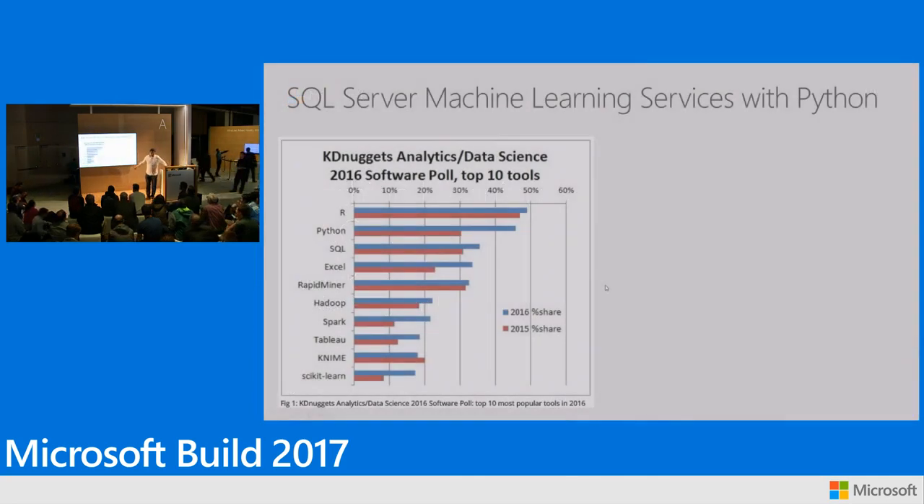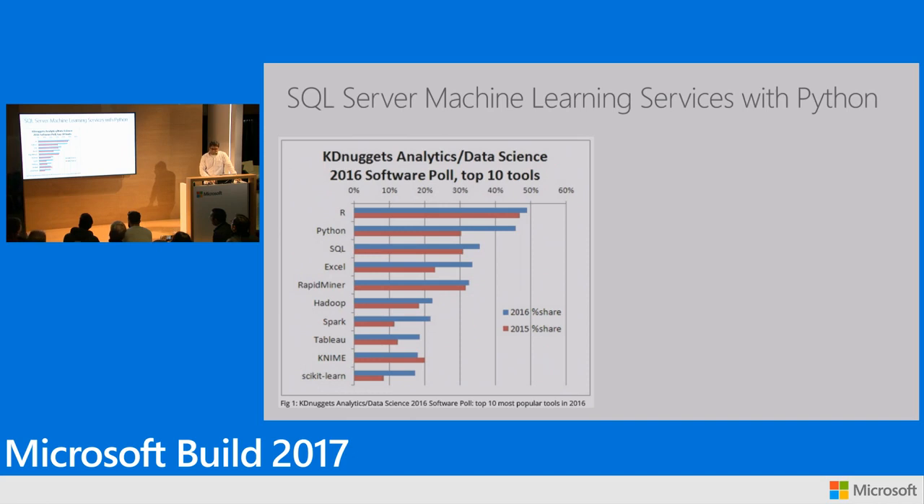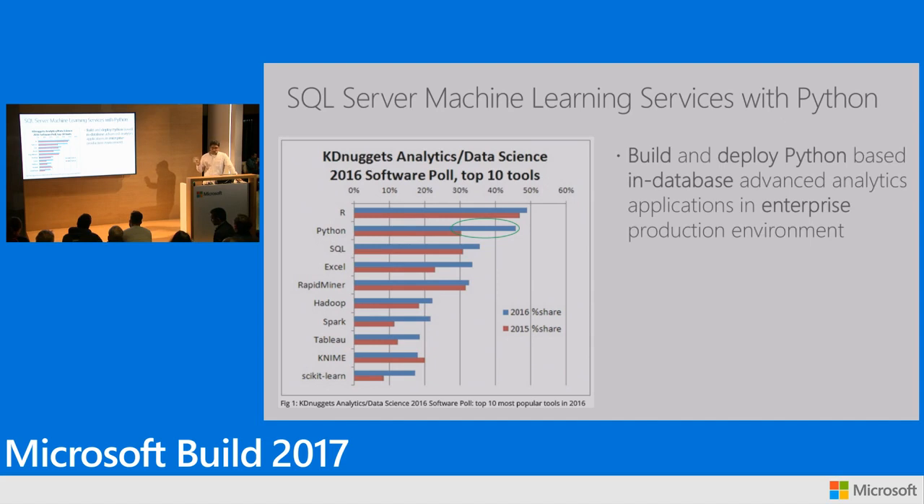here's the recent survey from KDnuggets about the most popular software and tools for data science. If you look at it, of course, R and Python and SQL, these are the top 3 ones. And among them, Python seems to be the fastest growing one. So in 2016, we brought R inside SQL Server for you to be able to do in-database advanced analytics. And now, in 2017, we are bringing Python in SQL Server 2017 as well, so that now you can build and deploy advanced analytics and machine learning applications using Python also. And I'll talk about why that helps in a bit.